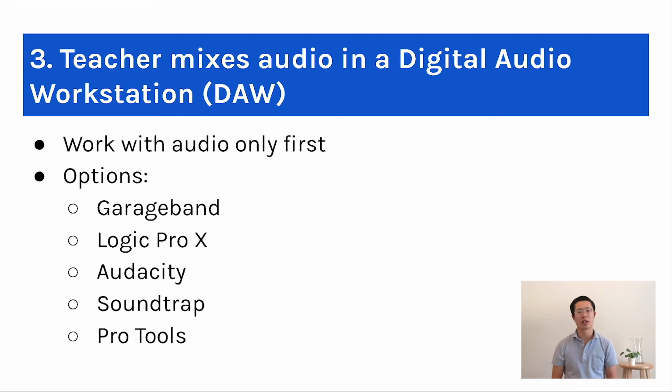Step 3. The teacher mixes audio in a digital audio workstation, or a DAW. After students submit their videos on Flipgrid, I download the videos and convert them to audio. This is easy if you have Adobe Media Encoder, which comes with Adobe Premiere. And then you put them into a DAW.